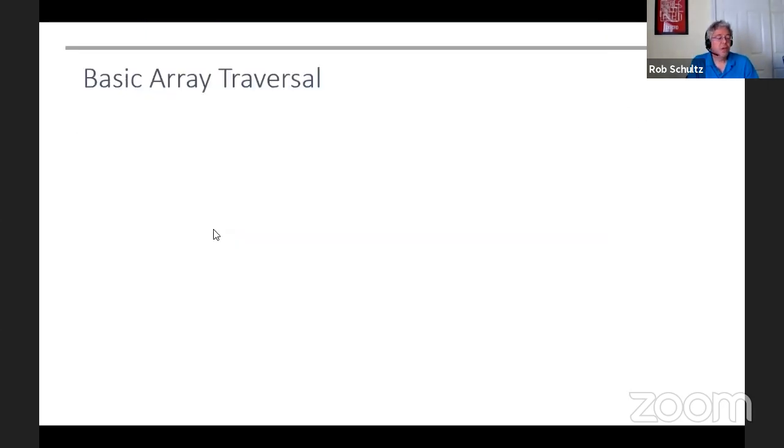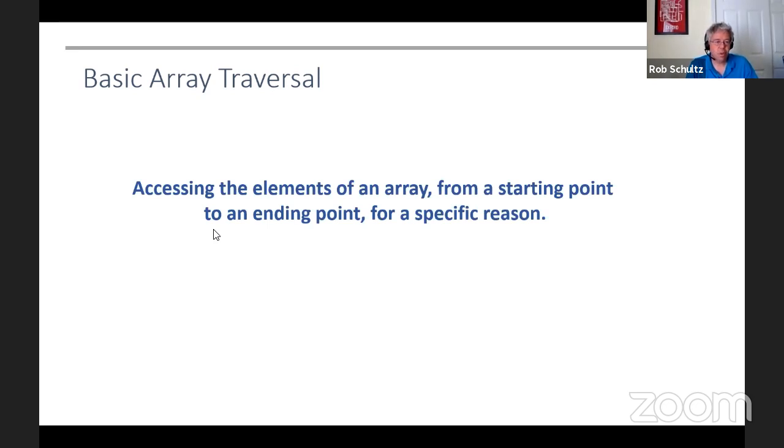So first thing we need to look at is the definition of what array traversal is. I mean, we can't really traverse an array if we don't know what it means to traverse an array. So this is the definition we're going to work off of. Basic array traversal is accessing the elements of an array from a starting point to an ending point for a specific reason. Okay, so everything we're going to look at today is going to follow that definition. We're going to access the elements of an array from a specific starting point to a specific ending point for a specific reason.